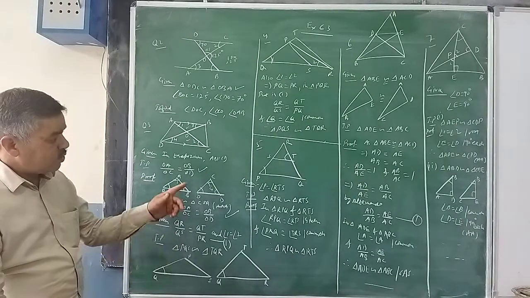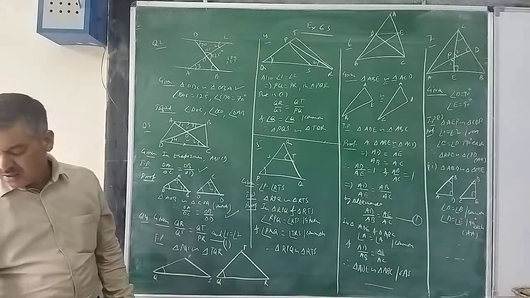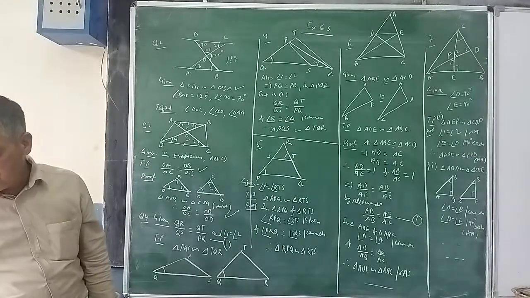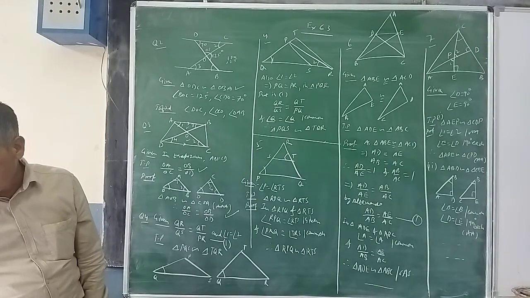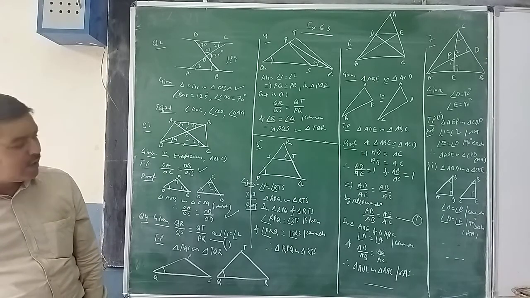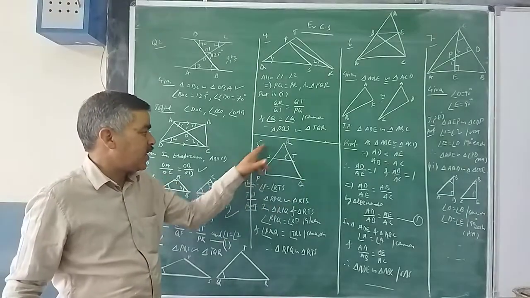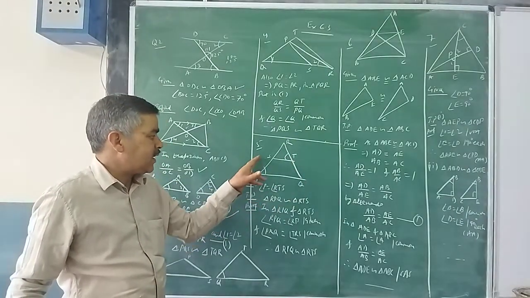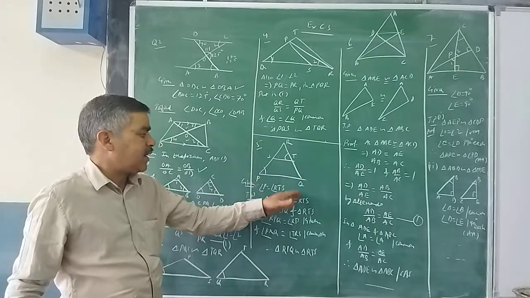And then question number 5 is very simple. You need to draw the diagram, that is only the reference here. S and T are points on sides PR and PQ of triangle PQR. So first of all you can draw any triangle PQR, and then S and T you have to mark on PR and QR.